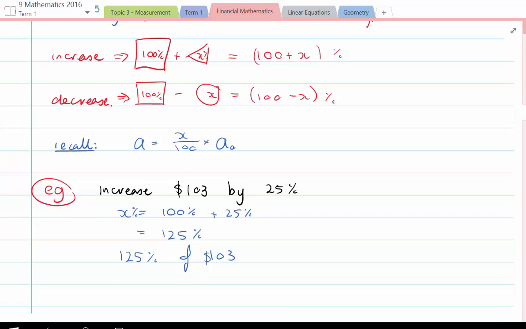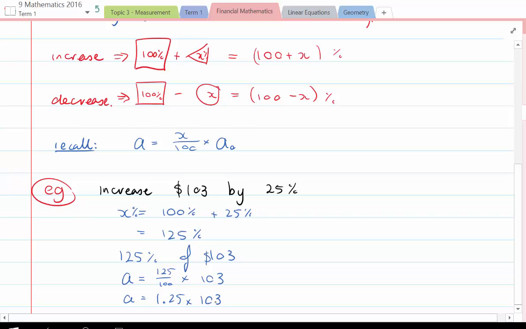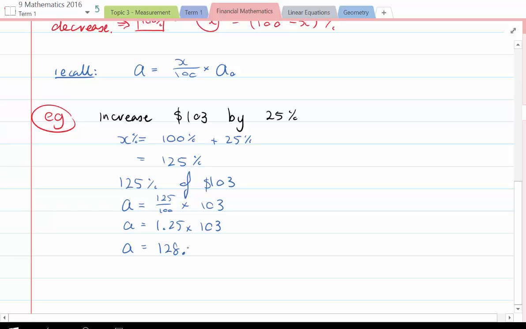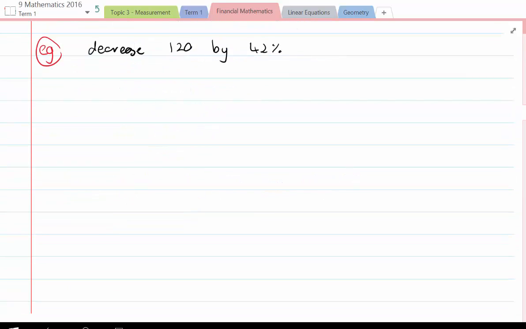which becomes quite simple. So the amount that we're trying to find will be 125 on 100 multiplied by 103, or 1.25 by 103, which works out to be 128.75. Increasing $103 by 25% gives $128.75.